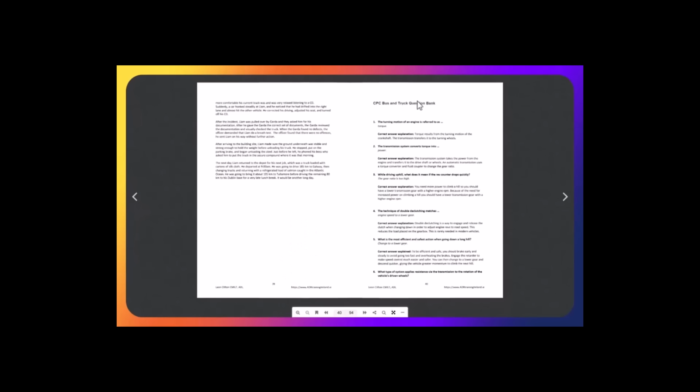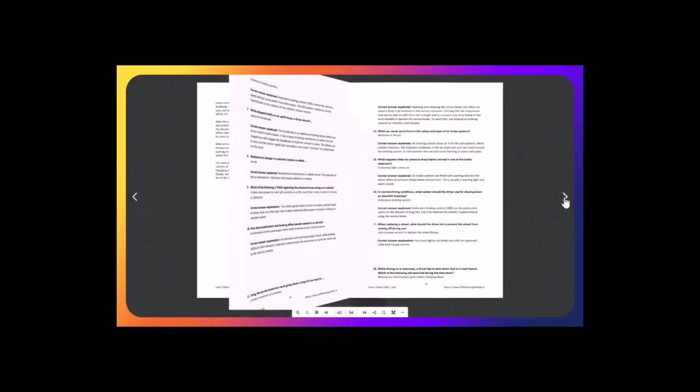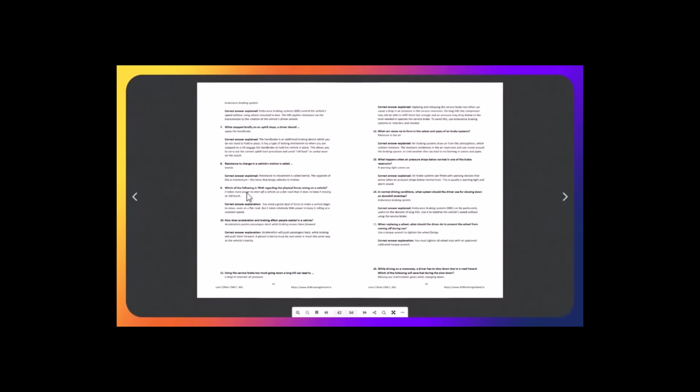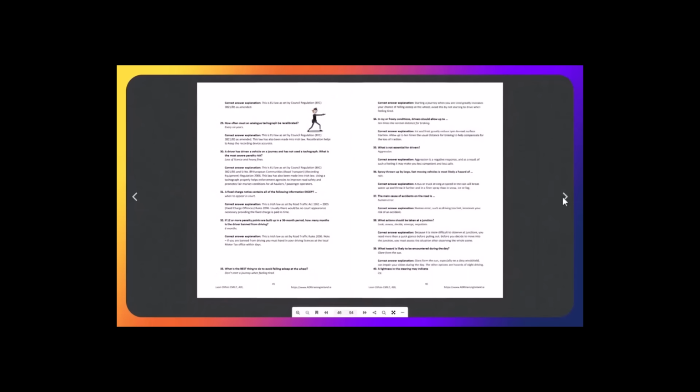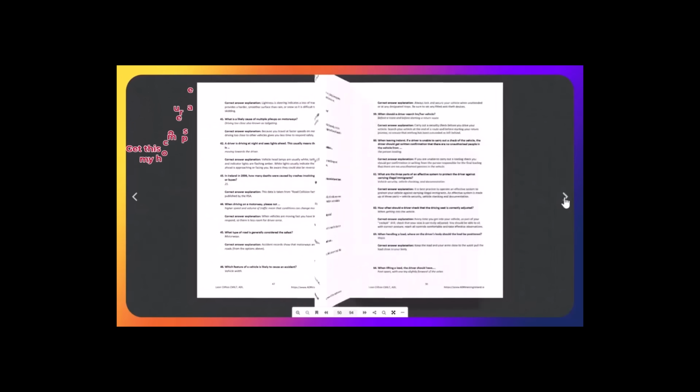So here's CPC bus and truck questions. I'm skipping on the pages here. Let's see, which of the following is true regarding the physical forces acting on a vehicle? It takes more power to start off a vehicle on a flat road than it does to keep it moving. So that's true. You need a greater force to break that inertia from a standstill to move. And it takes very little power to keep you going. So here's more questions, more questions, more questions.